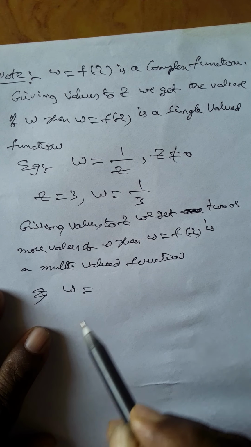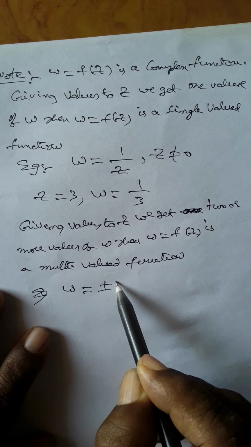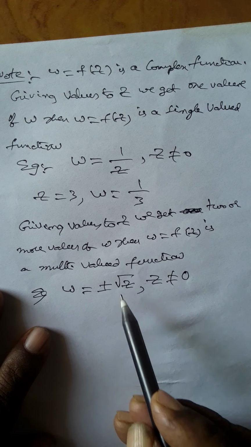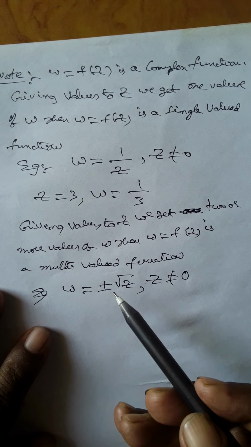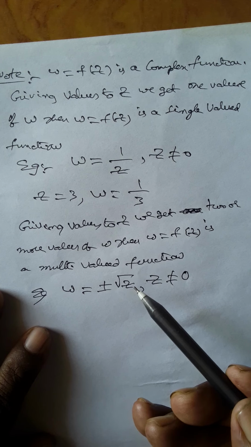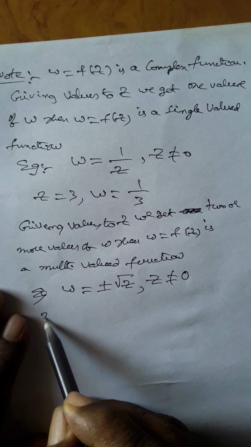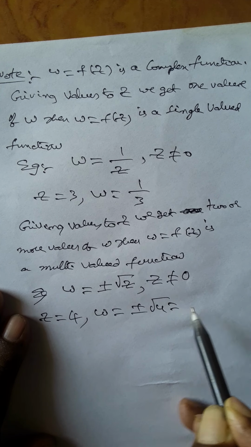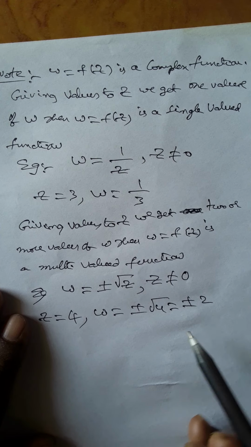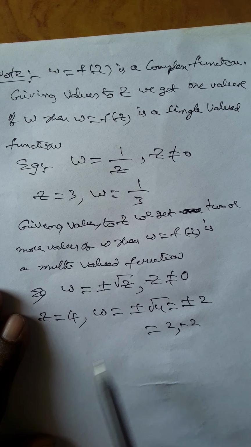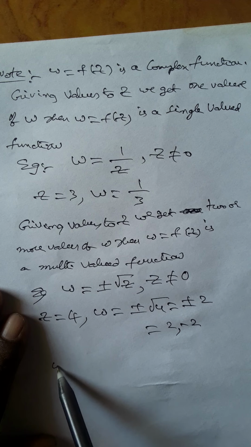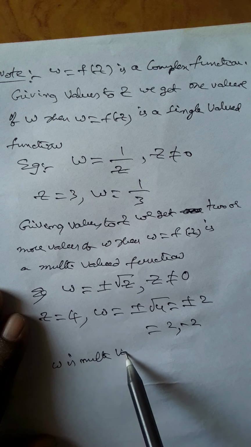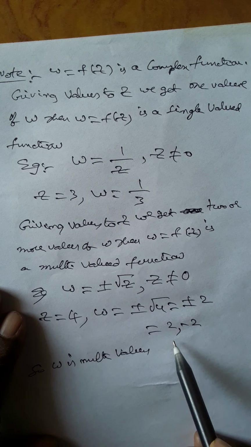Example, w is equal to plus or minus root z. Here also z not equal to 0. Root 0 is 0, there is no question of plus or minus 0, so only one value we get, 0. That's why z not equal to 0. Now taking z is equal to 4, what is w? Plus or minus root 4, plus or minus 2. Plus 2, minus 2. We get two values. So w is a multi-valued function.